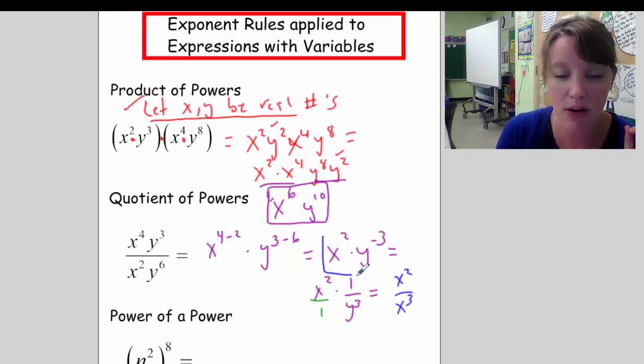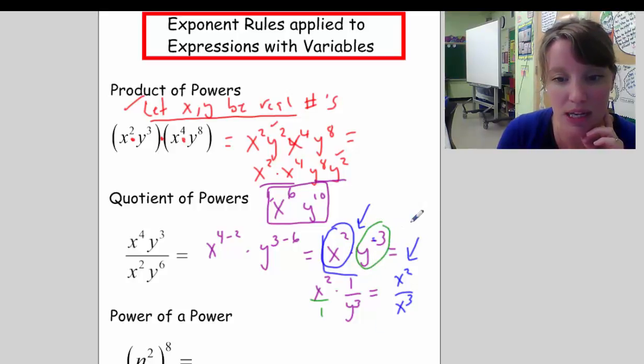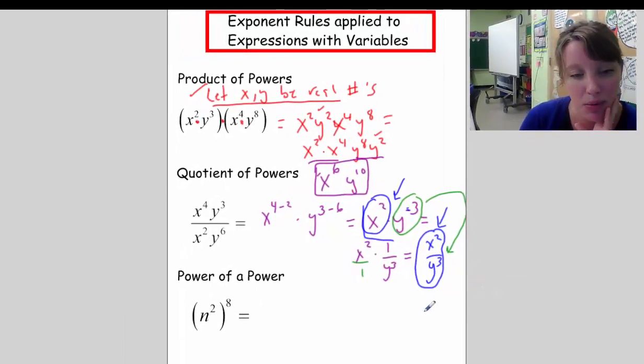So if you have a product where you have a negative exponent, what ends up happening is the factor that doesn't have a negative exponent ends up being the numerator, and the factor that has a negative exponent ends up being in the denominator. Whoops, that should be y cubed there. But the factor that had the negative exponent ends up being in the denominator. So that's the answer to that problem.